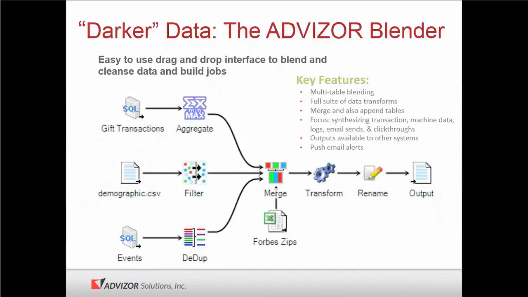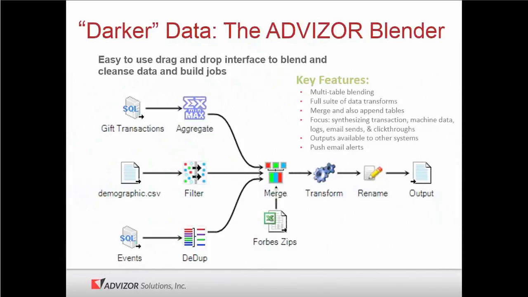like in machine manufacturing, and we have something called the blender that can bring the data together in front of Advisor. Here's an example of different tables. It has different transforms, so it can do multi-table blending, a full suite of transforms, merge, and also append tables, especially in the manufacturing of some of the transaction world. You need to take the data from different places and basically stack it on top of each other and move the columns around to align it.